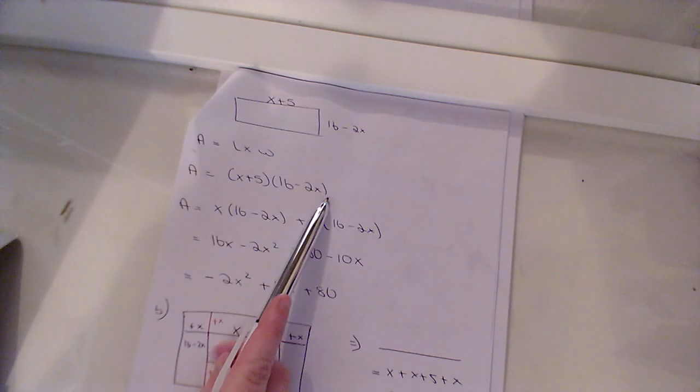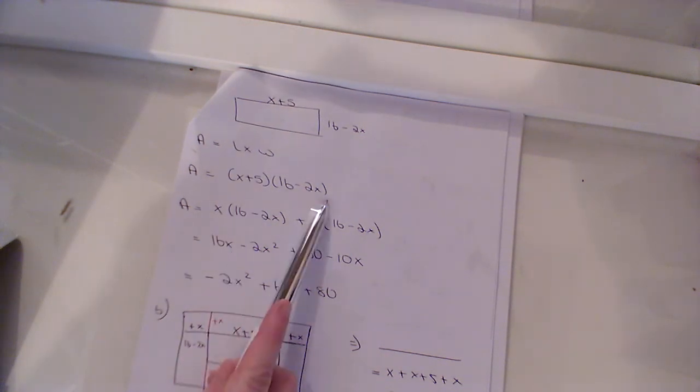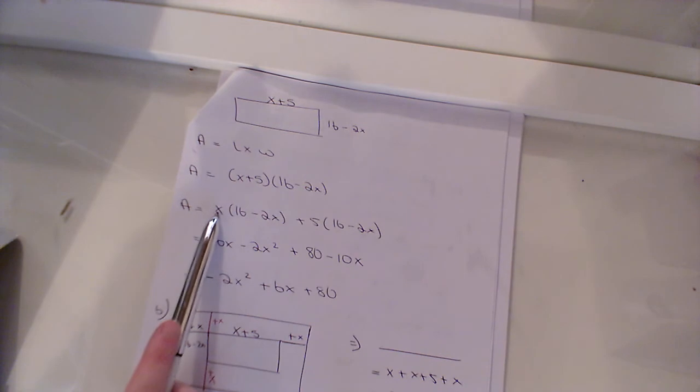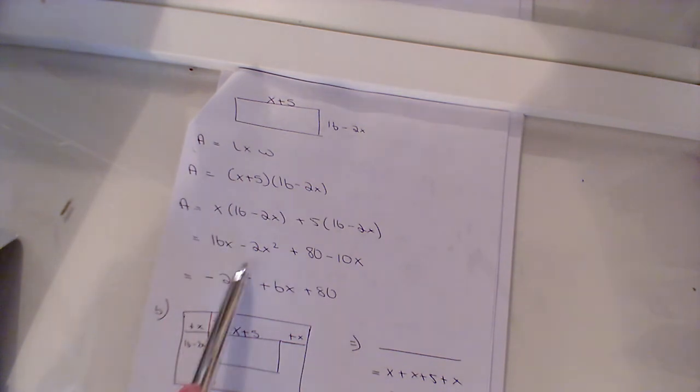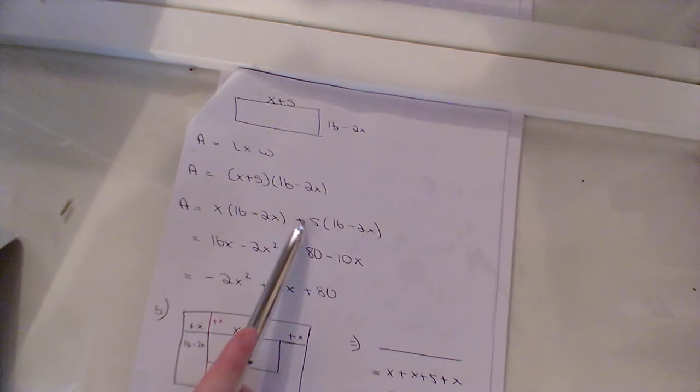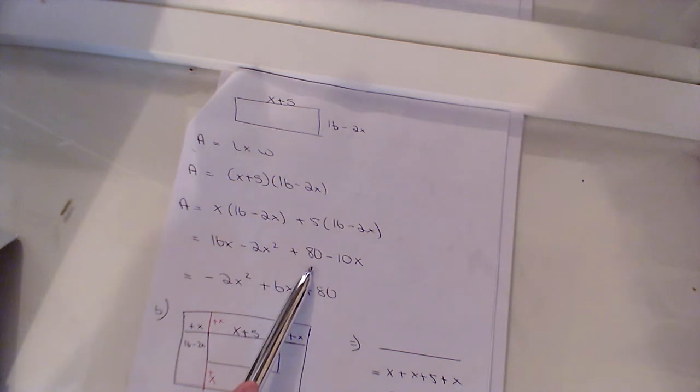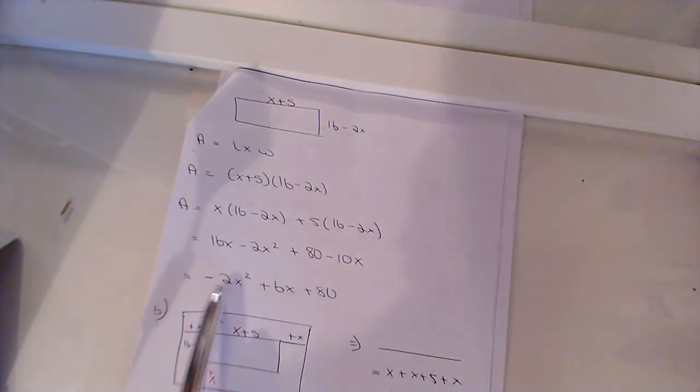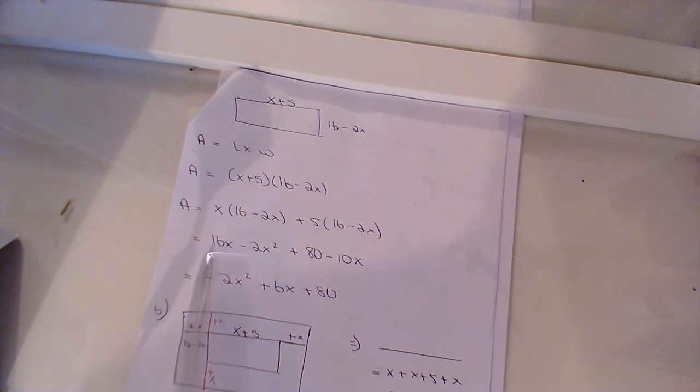So I'll have x by 16, which is 16x, x by minus 2x is minus 2x squared, 5 times 16 is 80, plus by minus gives me minus 10x, and I have here then minus 2x squared, 16x minus 10x, it gives me plus 6x plus 80. Okay, so that's the area of my garden.